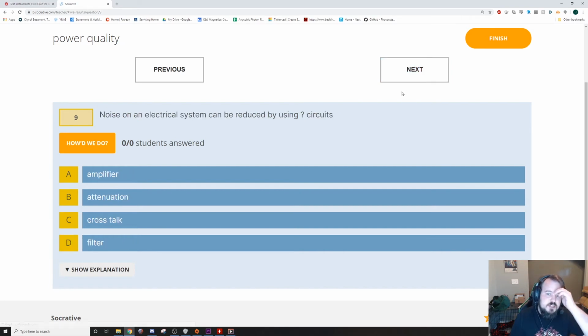All right, next question that we find is, noise on an electrical system can be reduced by using filter circuits. Noise will be found at the very end of the chapter, page 190. And filter circuits and or noise suppressors are added to circuits to reduce noise is the very last actual sentence of this chapter.